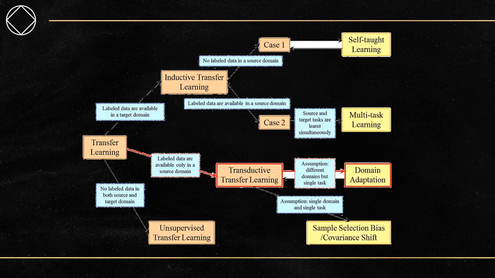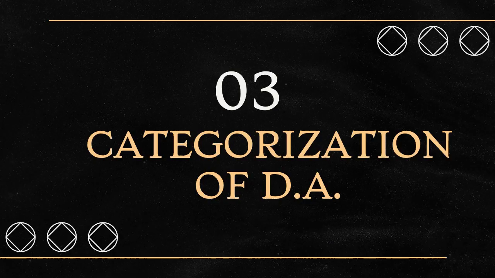Here you can see the flow chart of transfer learning, showing the main learning algorithms under which they are categorized. You can see multitask learning, domain adaptation, and unsupervised learning. These are parts of transfer learning, or special cases of it. So domain adaptation is also a special case of transfer learning.